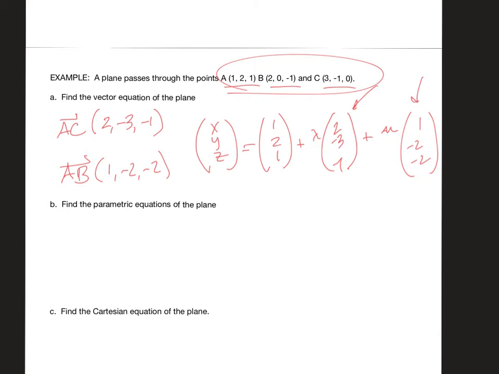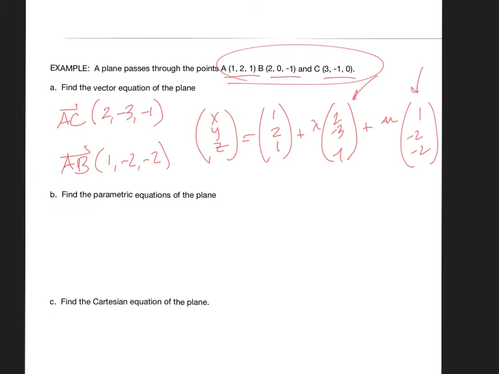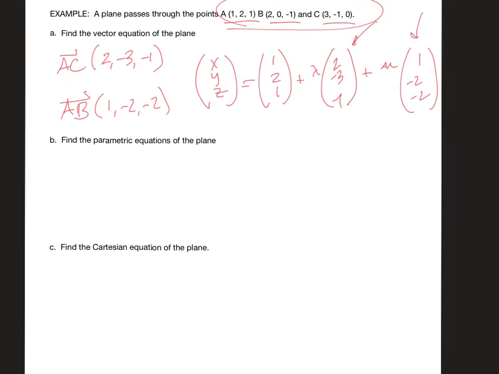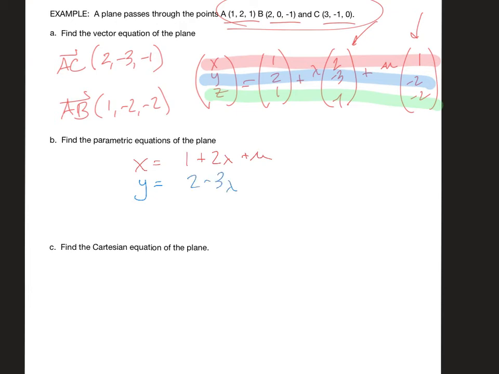Okay, continuing with the same exact problem. Parametric equations are just where you split this up. There will be 3 of them here: this top line, then the middle line, and lastly the bottom line. An equation for x, an equation for y, and an equation for z. X will equal 1 plus 2 lambda plus mu. Y will equal 2 minus 3 lambda minus 2 mu, and z will equal 1 minus lambda minus 2 mu.